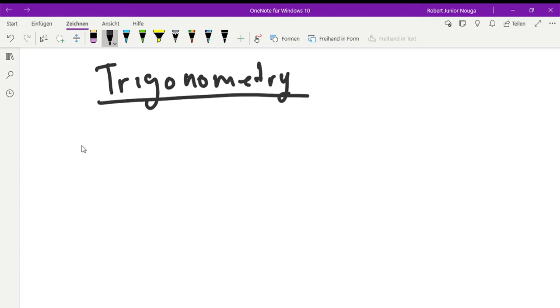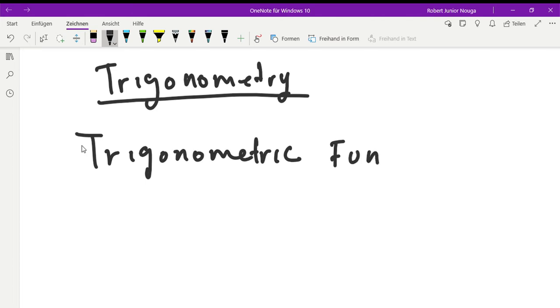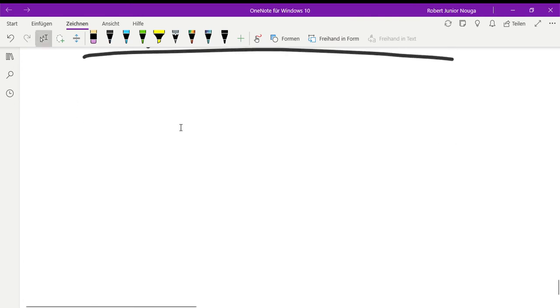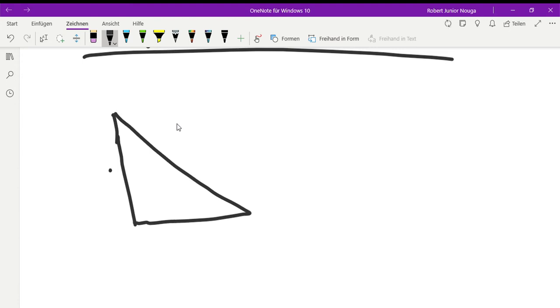And today we are going to see trigonometric functions. First, let us see a triangle. Draw our triangle. Here is the hypotenuse, here is the opposite, and here is the adjacent. Here is my angle, theta.